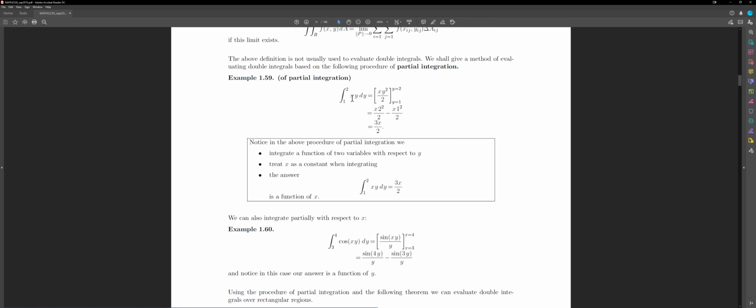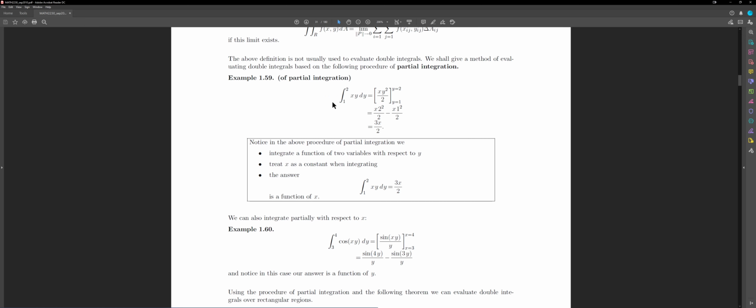I have this function of two variables over here, x, y, and notice here I'm integrating with respect to y. So when I'm integrating this expression, xy, with respect to y, the x is just going to be a constant for me. You just treat the x as a constant. This is why you call it partial integration. It's similar to the idea of partial differentiation.